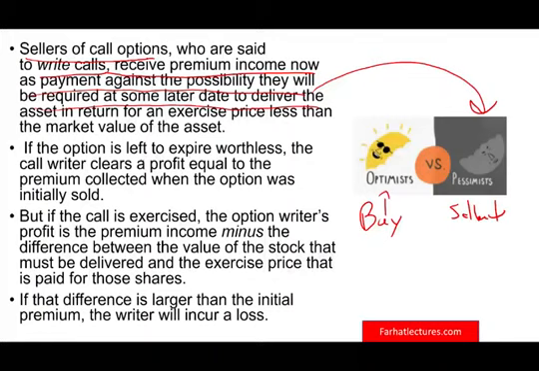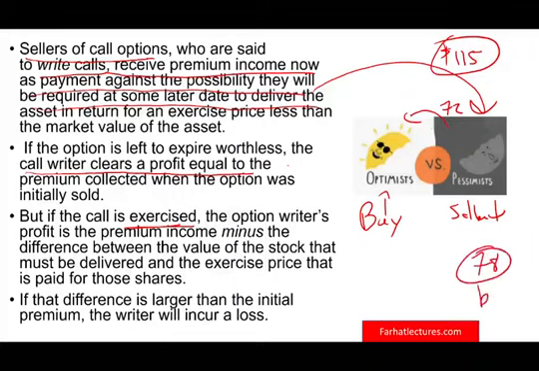They're going to keep the premium. If the option is left to expire worthless, the call writer would clear a profit equal to the premium collected. We said if they sold one contract, they made $115. But if the call is exercised, guess what? They have to give the stock to the optimist at 72. Now, if they have the stock, it's not a big deal. But if they don't have the stock, and the stock right now is at 78, they have to buy at 78 and give it to the optimist at 72, who thought the stock price would go up.